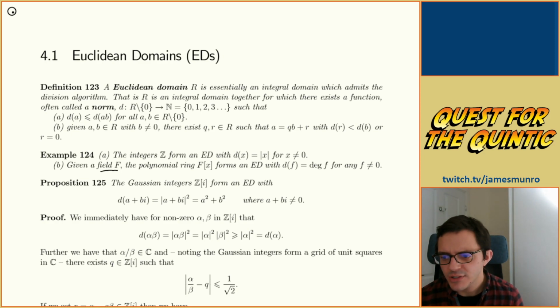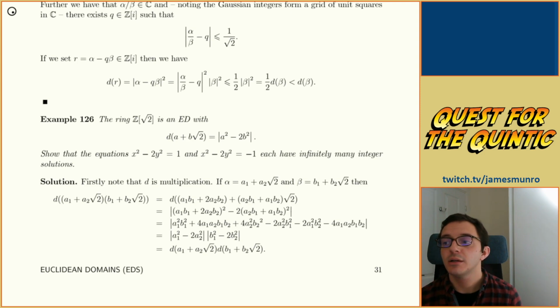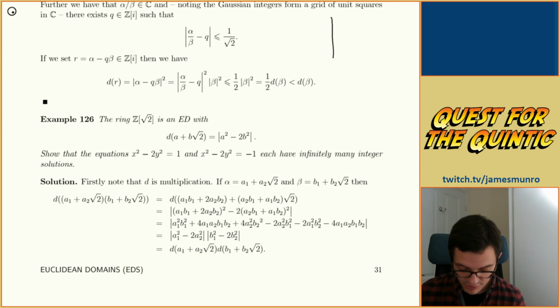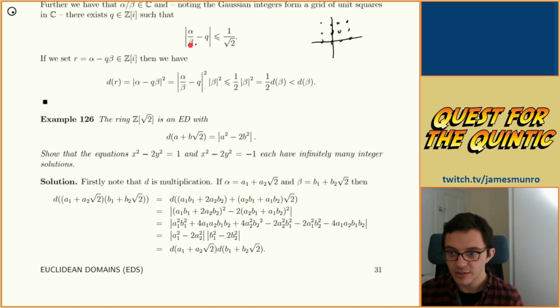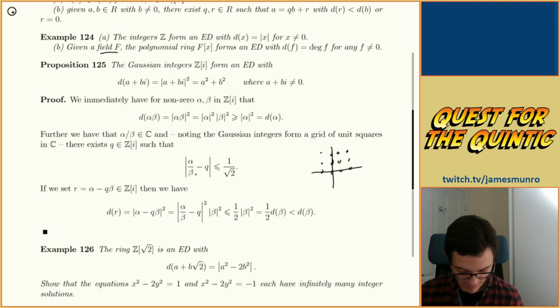What on earth? Gaussian integers. Okay, with the degree as distance. And here's a proof. Oh, the proof is messy and involves the square root of 2. Grid of unit squares. Oh yeah, there's Gaussian integers. I've drawn this before. So what is this then? There exists Q in Z[i] such that the distance between alpha over beta and Q, with alpha and beta in C. What on earth is going on? Maybe come back to this.